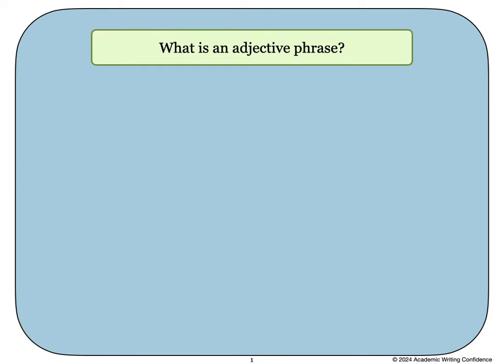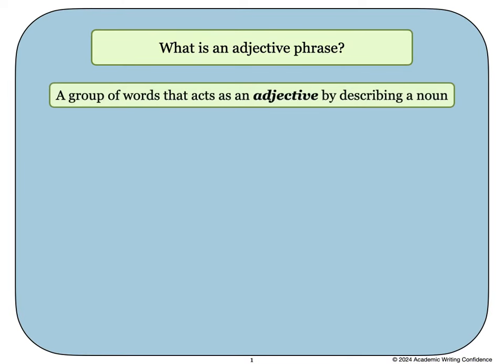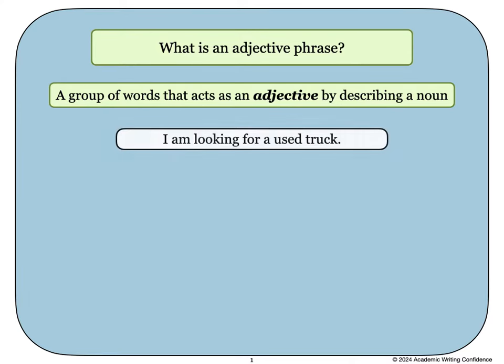What is an adjective phrase? It is a group of words that acts as an adjective by describing a noun. In this sentence, there is one adjective describing the word truck. It is a used truck.